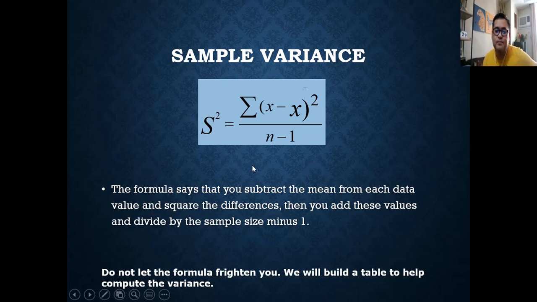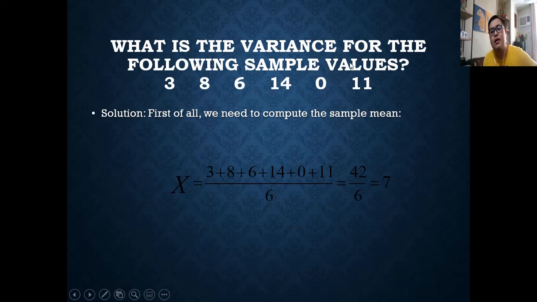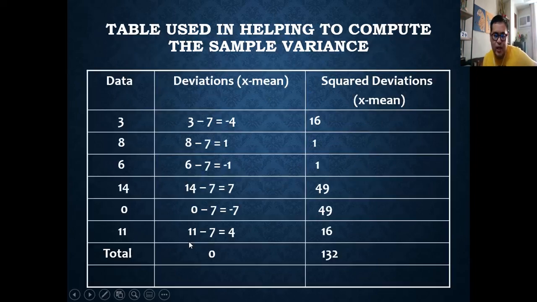Okay, so let's proceed. What is the variance for the following sample values? Say for example, I have 3, 8, 6, 14, 0, 11. The first thing that you're going to do is to get the mean of this one. The mean, or x bar, is 42 divided by 6 equals 7. So 3 plus 8 plus 6 plus 14, 0 plus 11, divided by 6. So we have 7 as the mean. So your 7 will be subtracted from each of the scores and then you have to square.